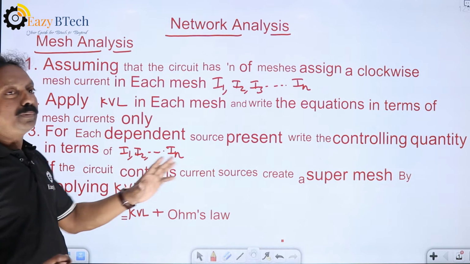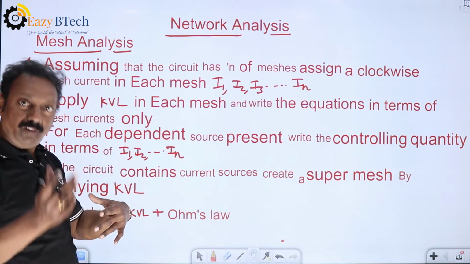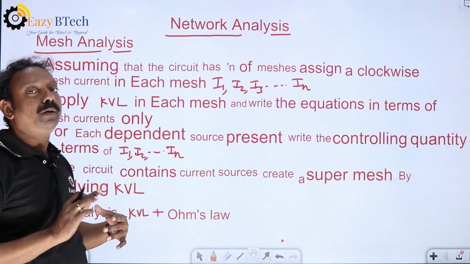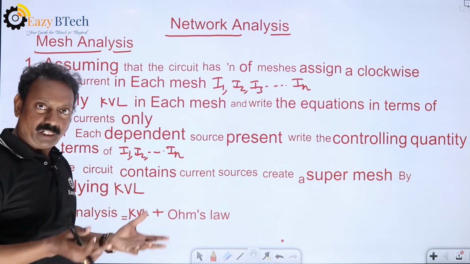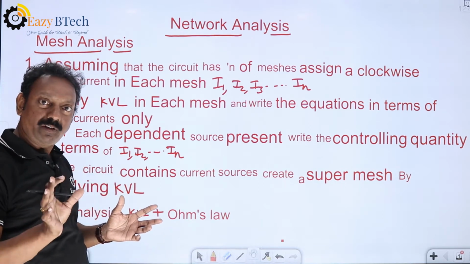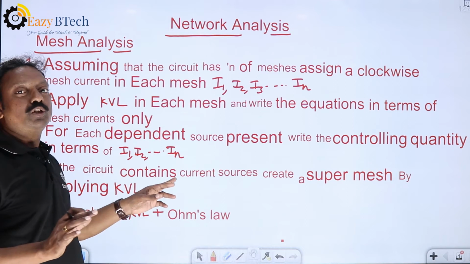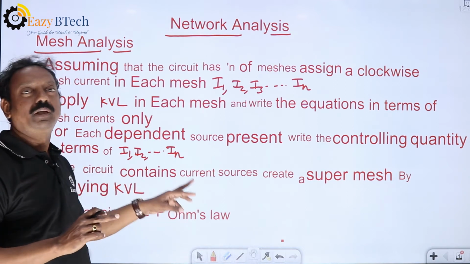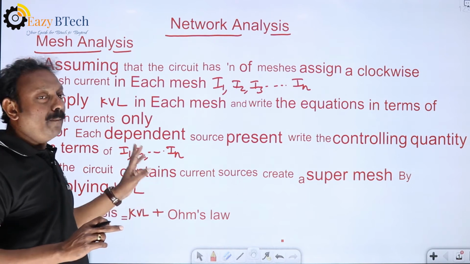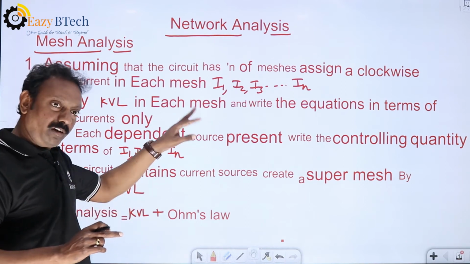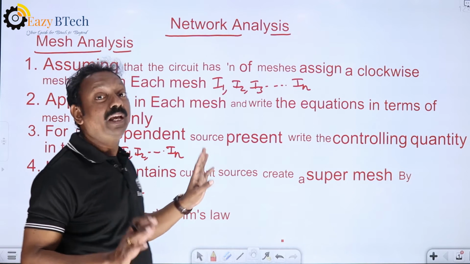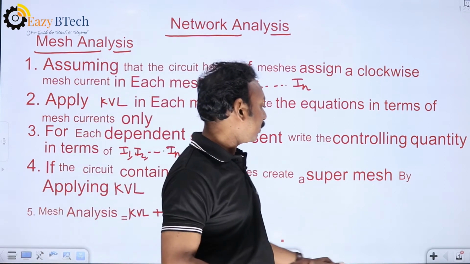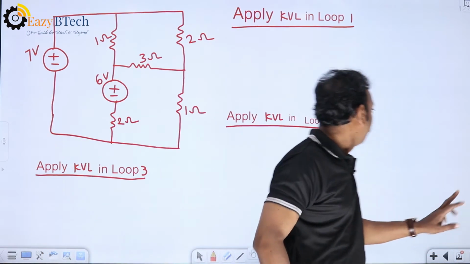And if any current source is present between the loops, direct KVL is not possible. We have to write the super mesh equation. First one is the common equation. Second one, the super mesh equation, where two loops are reduced into one loop equation. So how to apply mesh analysis in different circuits? We'll solve some exercise problems.